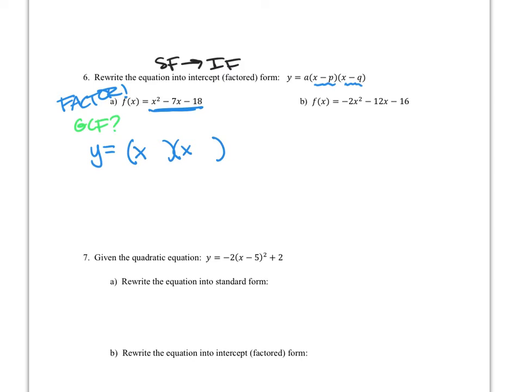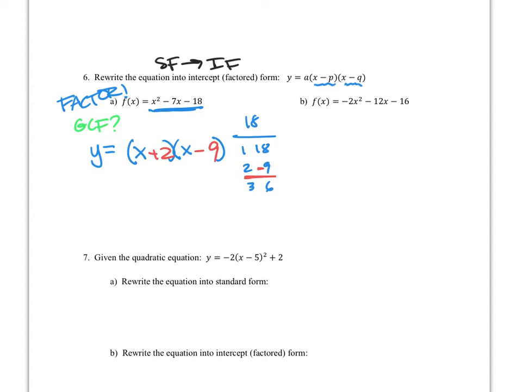If you recall, what are the factors of 18? Let's just do this the really algebra one way. Those are our factors. So which one of these can get us to a 7 by doing some combining? It would be this one. Which one would have to be negative? It would be the 9 because we want a negative 7. So what do we have? That is the intercept form from that original standard form.